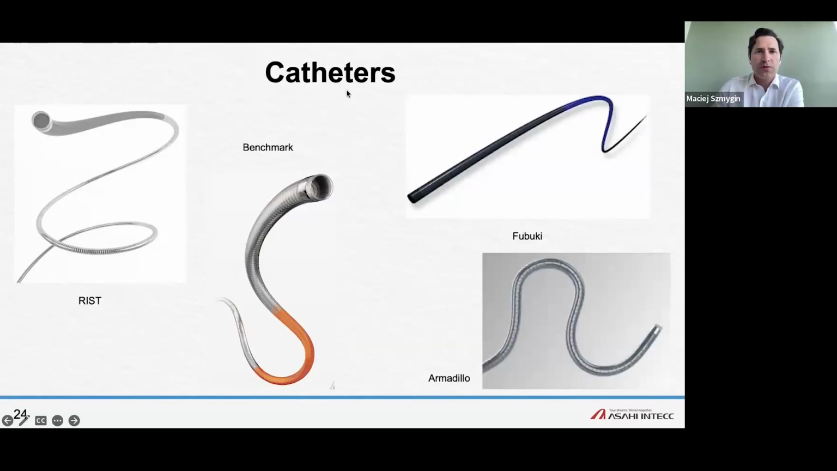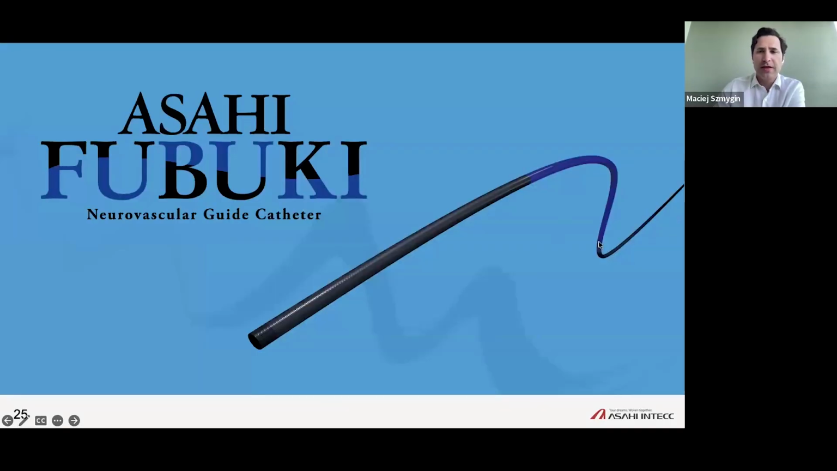And now, if we move to the catheters that we use and to guide catheters, nowadays we have a lot of catheters. They're really good. Some have benefits other than the others. But of course, what we try to highlight in this webinar and what we can really wholeheartedly recommend is the FUBUKI catheters. We use them in our daily practice.